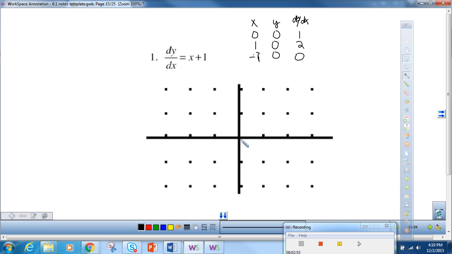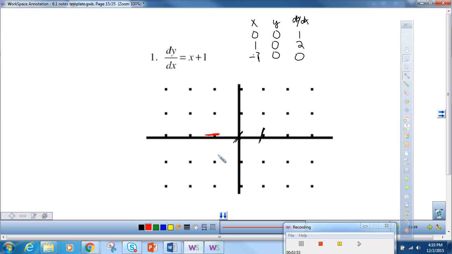So just sketching that, when x is 0, y is 0, I get a sketch of 1. At x is 1 and y is 0, I get one that's slightly steeper. If I go to negative 1, I'm going to get a negative 1 here. No, I get 0. I'm sorry. I get 0 there. Sorry. I get a 0 here. Let me change that to a different color so we can see. I get a 0 here.